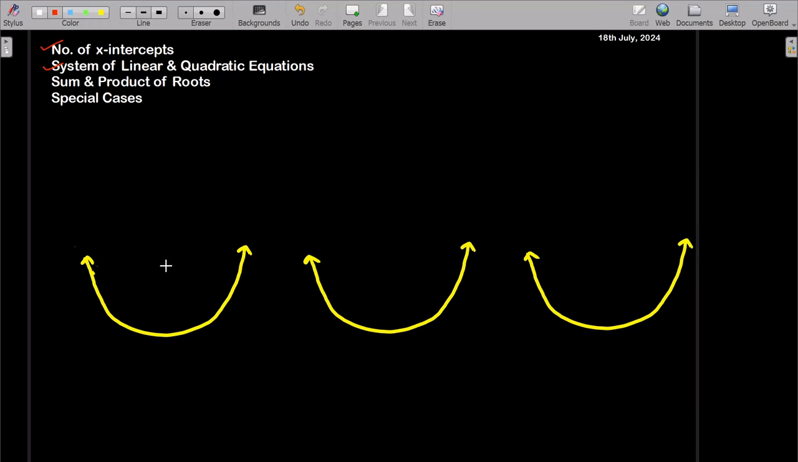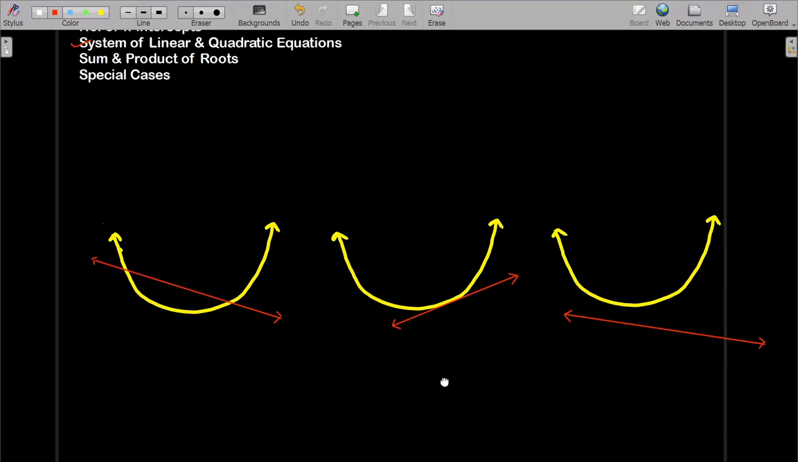So let's assume that we have this kind of line. This is the case when the line is intersecting the parabola at 2 points. Then you can have a situation like this, where a line is touching the parabola at one point. And then you can also have a situation like this, where a line is not touching the parabola at any point.